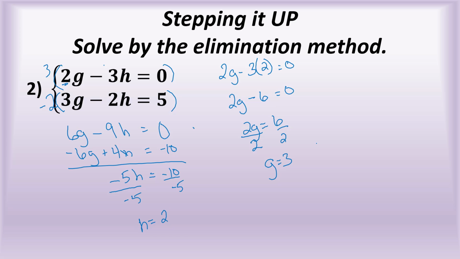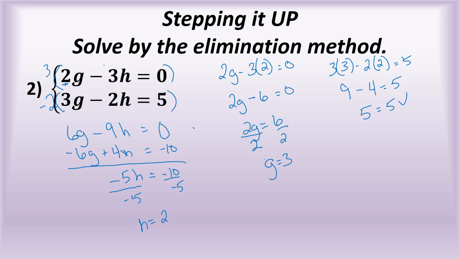Now, just to make sure we didn't do anything wrong, let's check our solution. 3 times our value of g, which is 3, minus 2 times our value of h, which is 2, should equal 5. 3 times 3 is 9, minus 2 times 2 is 4. Does that equal 5? Yes, 5 does equal 5.